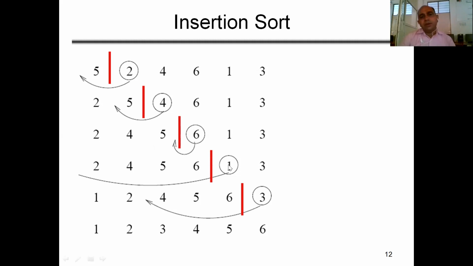Now we have to compare 1 with all the elements on the left side. First 1 will be compared with 6. It will go to the left of 6. Then it will be compared with 5. It will go to the left of 5. Then it will be compared with 4. It will go to the left of 4. Then it will be compared with 2.